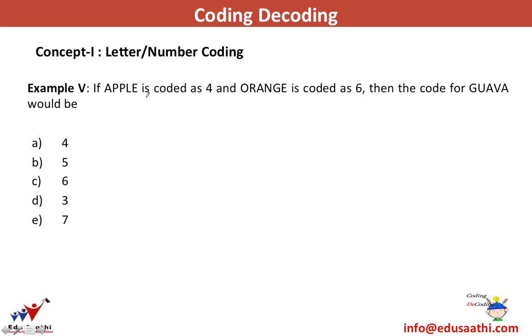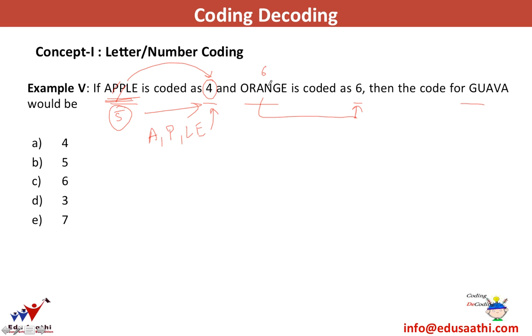If apple is coded as 4, orange is coded as 6, then how is guava coded as? Now, the first thing that comes to my mind is orange has 6 alphabets, so that is why it is coded as 6. But apple has 5. Why is it coded as 4? The answer is P is repeated twice. So how has the examiner coded this? He has coded by taking this number as the number of unique letters in the word apple. So unique letters or alphabets are A, P, L and E. So that is why this 4.